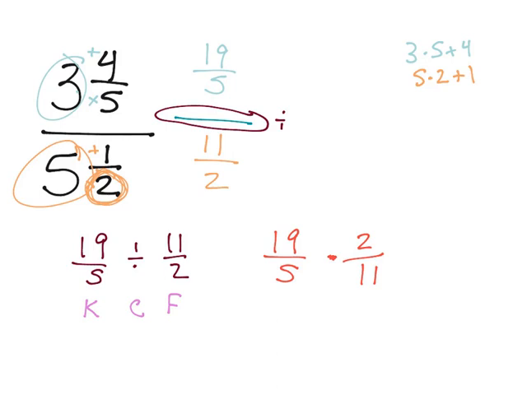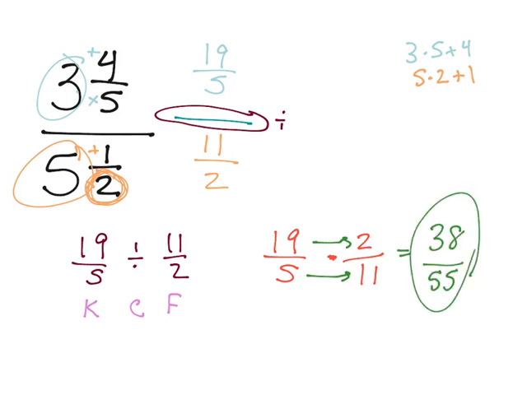Again, we compare numerator to denominator. We have no common factors because 5 and 11 are odd, so 2 doesn't go in, and 19 is just prime. So I multiply straight across. 19 times 2 is 38. 5 times 11 is 55.